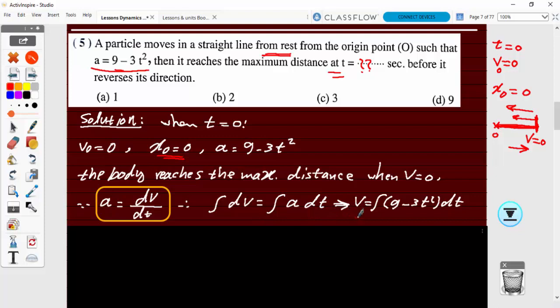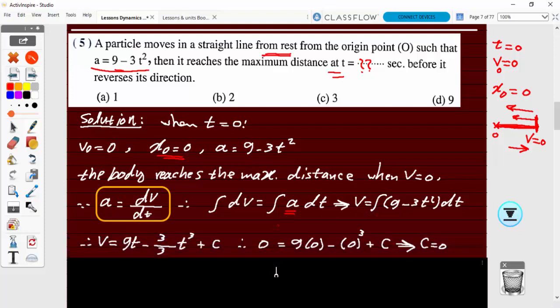It means v equals the integration of a. What is the value of a? From the question, a is 9 minus 3t squared. So v equals the integration of 9 minus 3t squared dt. And you complete: v equals 9t minus, what is the integration of t squared? It will be t power 3, and we divide once more by 3. So we have v equals 9t minus 3 over 3 t power 3 plus the constant of integration.